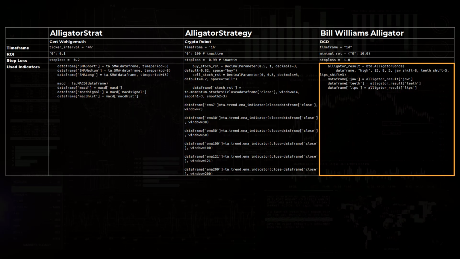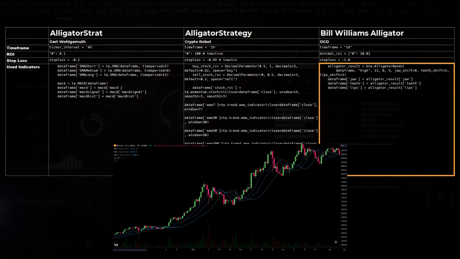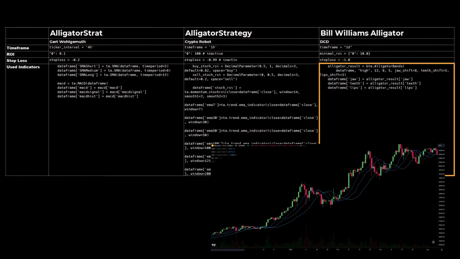And finally, the Williams alligator strategy, which tries to simulate the alligator strategy as closely as possible, uses only 3 simple moving averages: the jaw, teeth and lips. So the 13, 8 and 5 SMA.